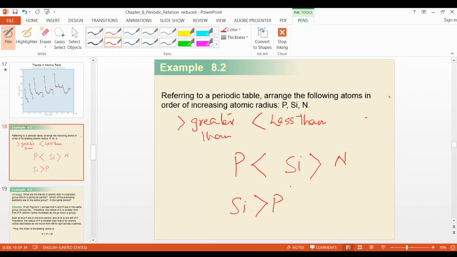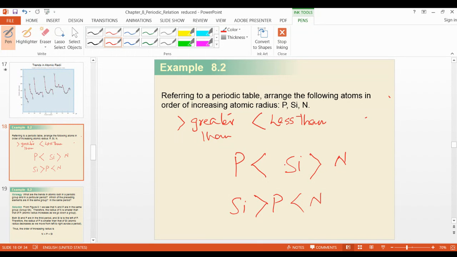Come on, see the periodic table and tell me. Phosphorus is at the bottom of nitrogen. Okay, now I will check in the periodic table. You told me phosphorus is less than silicon. Okay, phosphorus is less than silicon. No, teacher, phosphorus is greater than nitrogen. And phosphorus is greater than nitrogen.